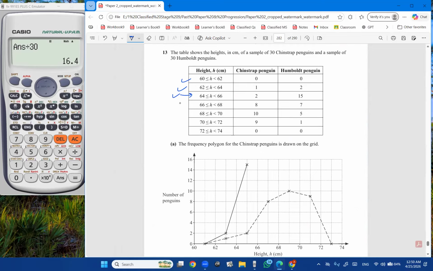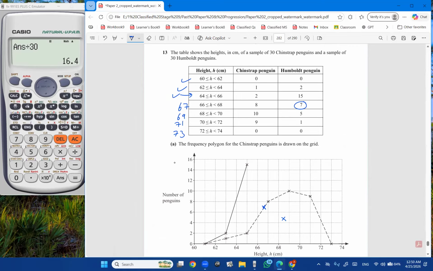We need to continue. We take the midpoint for the frequency polygon. So it is 67, and here is 69, and here is 71, and here is 73. So it's 67, which is from here, and you go up until you reach the 7, which is here. Then you got, after that, 69, so from 69, you go up until 5.